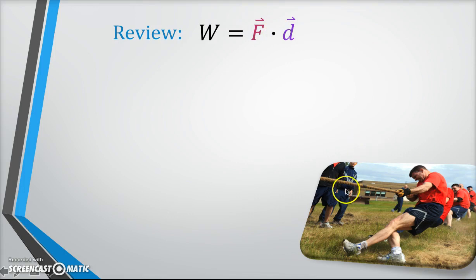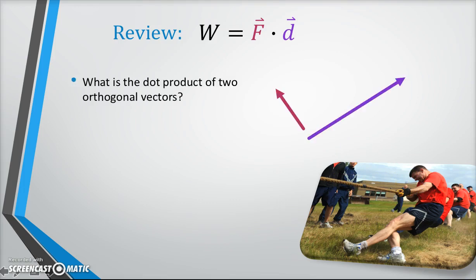Application questions. As you try to get your work done, pulling as hard as you can, what's the dot product of two orthogonal vectors? Pause, write down the answer, press play when you're ready. If you said 0, you understand what's going on. Dot product is multiplying the parallel bits. There are no parallel bits of two orthogonal vectors.